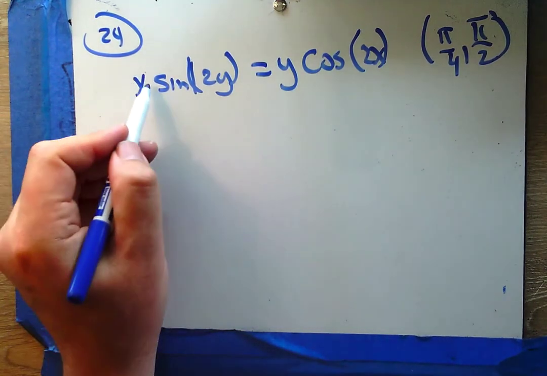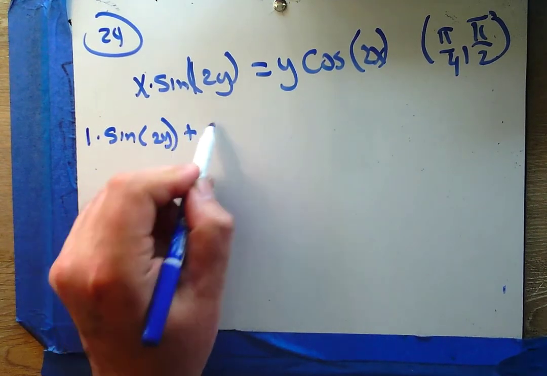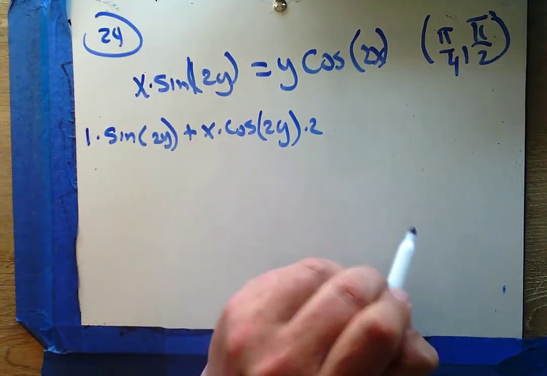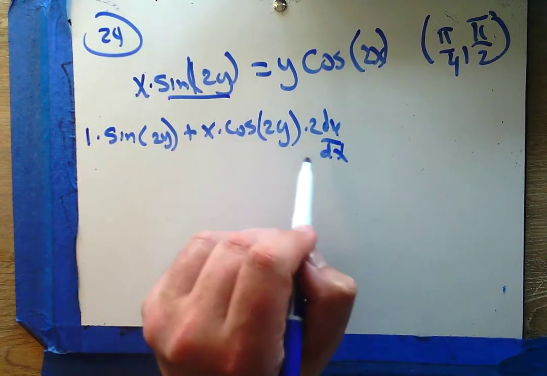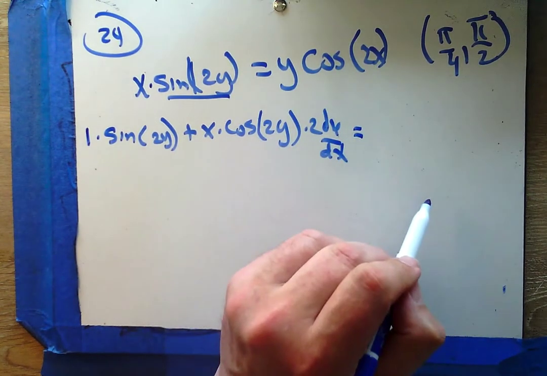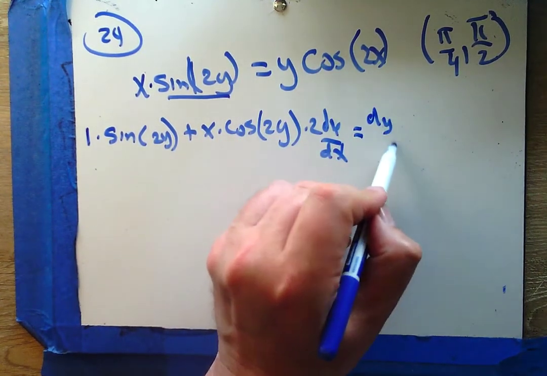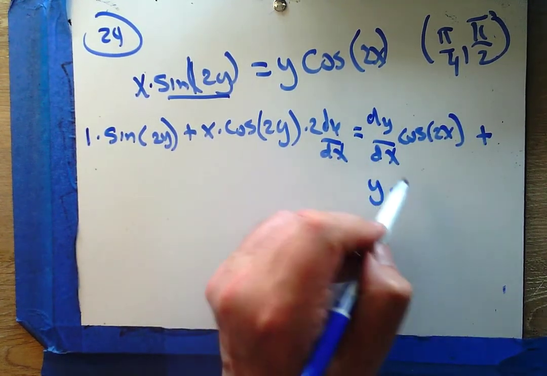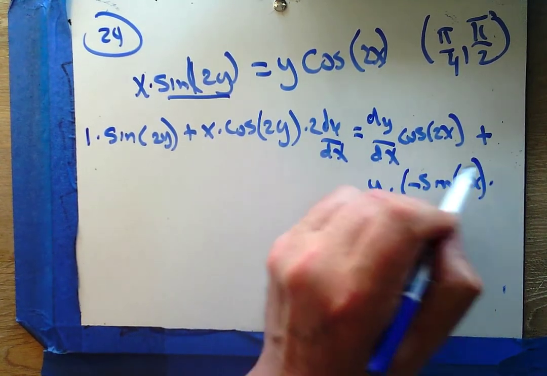And let's go. Product rule. 1 times sine 2y plus x times cosine 2y times 2 dy dx. That's a tough one. People are going to drop that 2. People are going to drop that dy dx. Watch out. We did product rule. Equal sign. Product rule again. Dy dx cosine 2x plus y times negative sine 2x times the derivative of the inside.